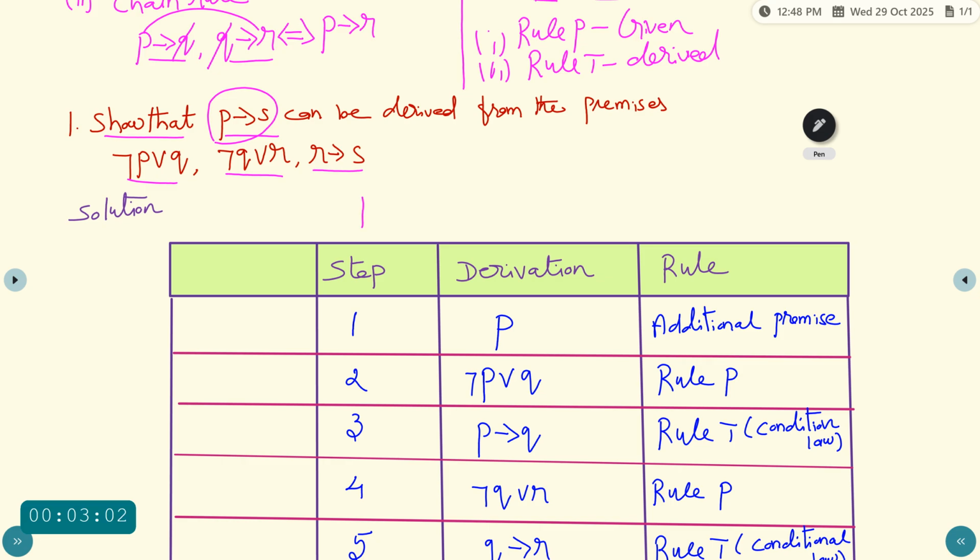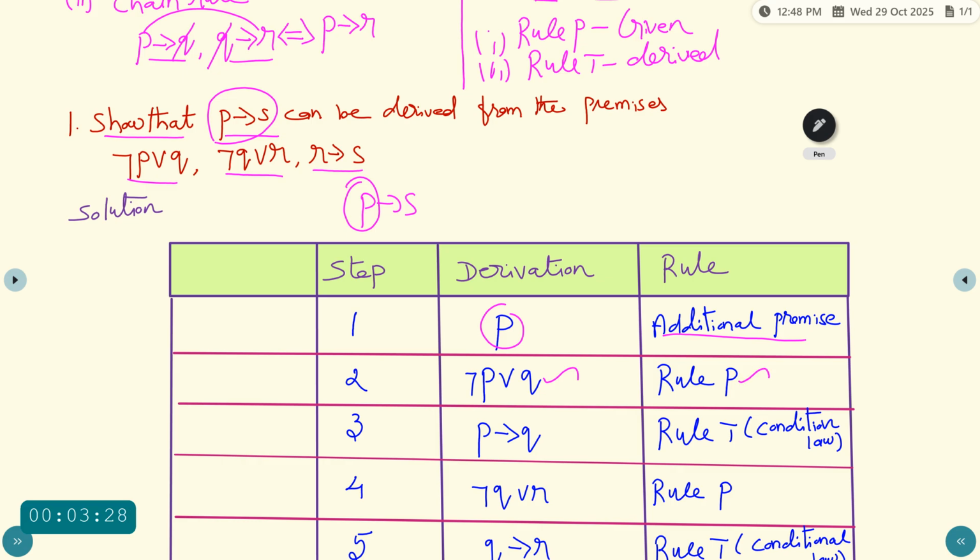So what is the derivation part? P implies S. P is the starting premise. We will take the additional premise, so P is an additional premise. Next we will identify which premise is suitable for the first premise P. Here, negation P or Q is suitable for the first premise P. So negation P or Q. This is rule P.